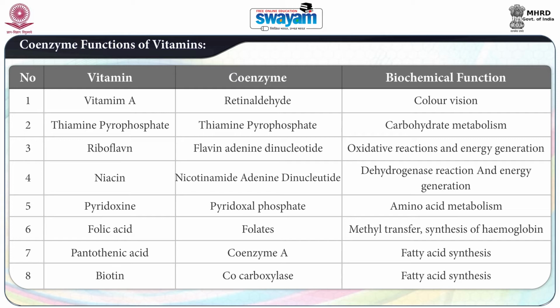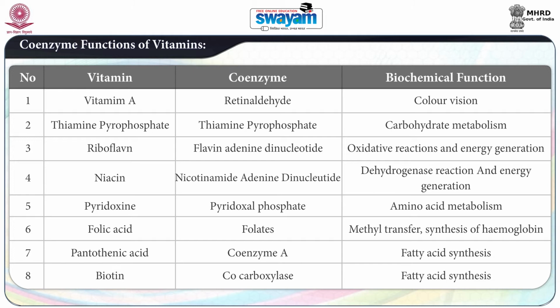Pyridoxine, vitamin B6, is a part of pyridoxal phosphate, which is a coenzyme for amino acid metabolism. Folic acid in the form of folates is involved in transfer of methyl group, and it is particularly important in the synthesis of hemoglobin, and that is why folic acid deficiency causes anemia.